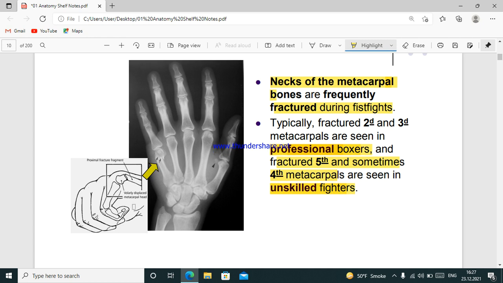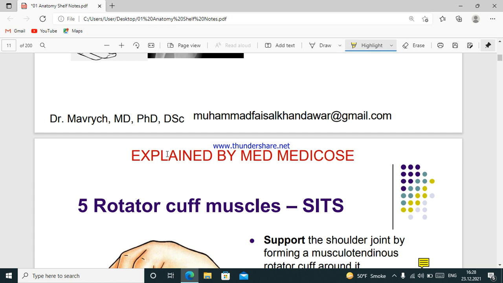So this is the position of the proximal fracture fragment, which is shown here. It is the fracture here, the exact fracture, which is of the fifth metacarpal bone. It is seen in those unskilled fighters, because mostly the fifth and fourth are fractured.